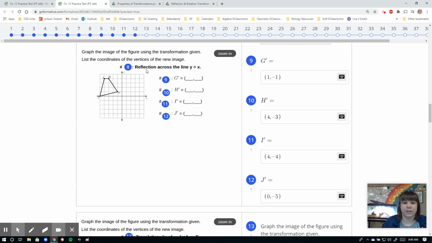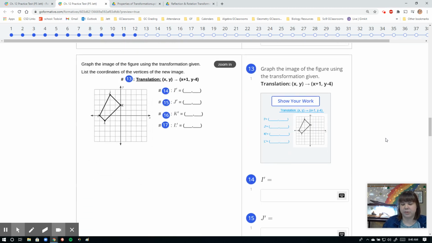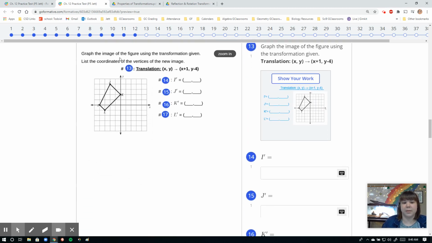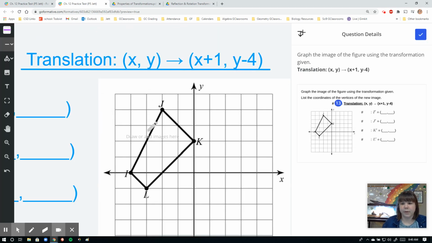That's it for reflection across the line y equals x. Let's do our next one. It says graph the image of the figure using the transformation given. So we're going to do a translation, which means we're going to do a slide. So I'm going to go ahead and click show your work. Close this.